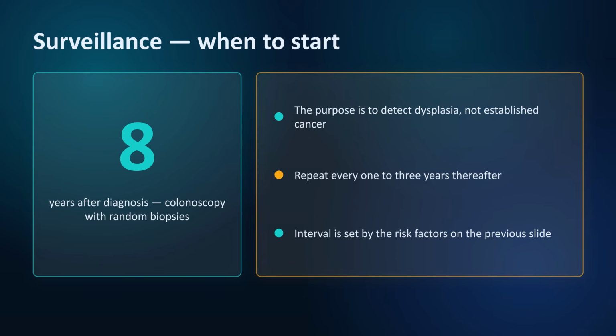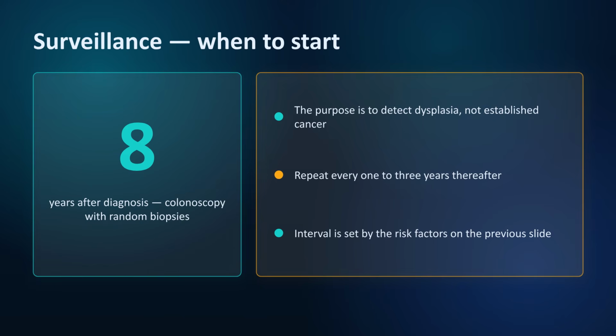Colonoscopy with random biopsies 8 years after diagnosis. And the purpose is stated explicitly: to evaluate for dysplasia, not to find cancer, to find the change that precedes it. After that first examination, the interval is every 1 to 3 years, and where you sit in that range is decided by the risk factors we just listed. A patient with pancolitis and primary sclerosing cholangitis sits at the 1-year end. A patient with limited proctitis and no other risk factors sits at 3.